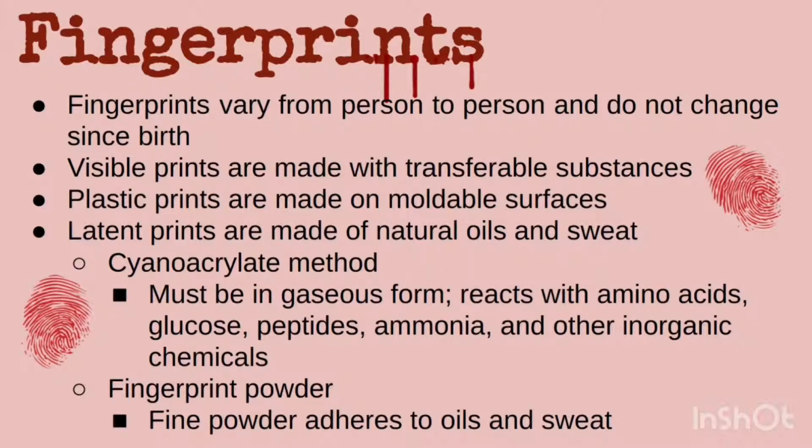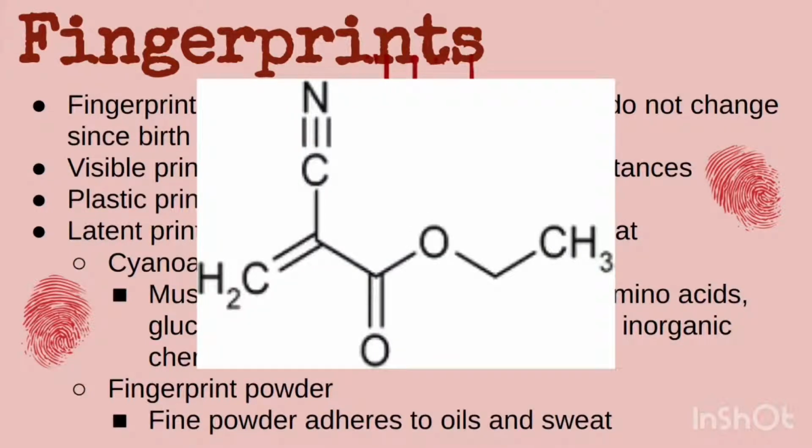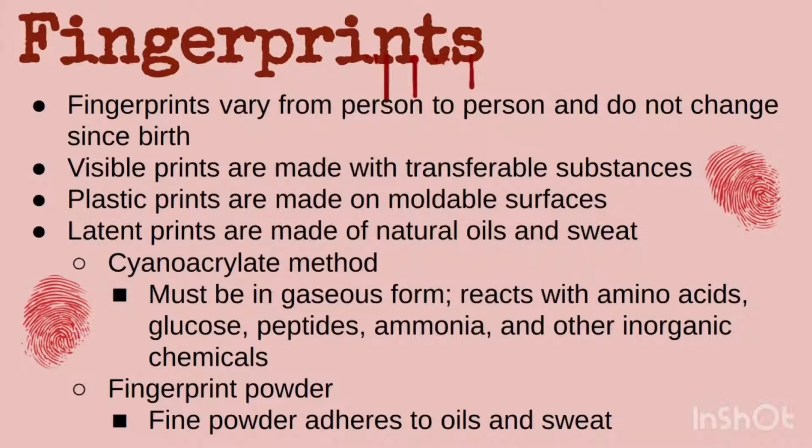In your husband's case, there were many latent prints that we had to preserve. Latent prints may be preserved multiple ways. One way is the cyanoacrylate method, which involves the gaseous form of the chemical cyanoacrylate coming in contact with the material that contains the latent fingerprint. The chemical reacts with the residue from the print, which may include amino acids, glucose, peptides, ammonia, and other inorganic chemicals. The reaction leads to the print changing color and becoming visible.